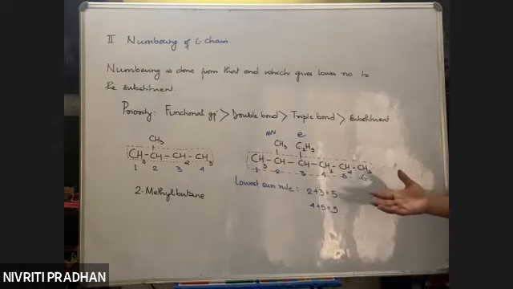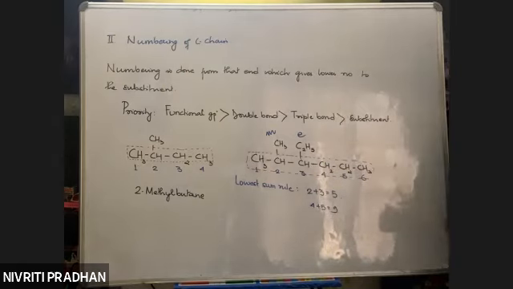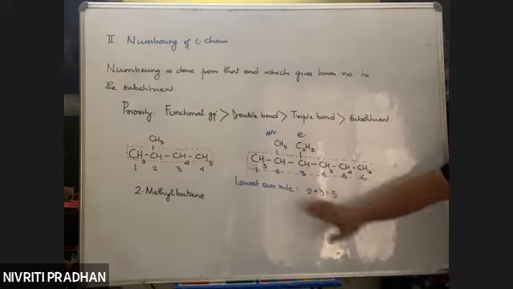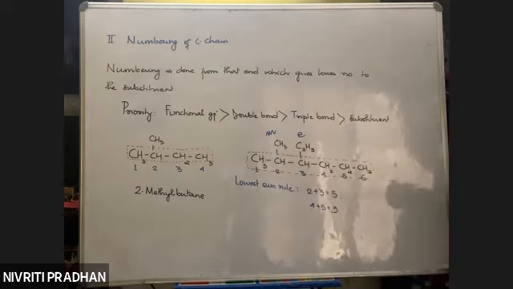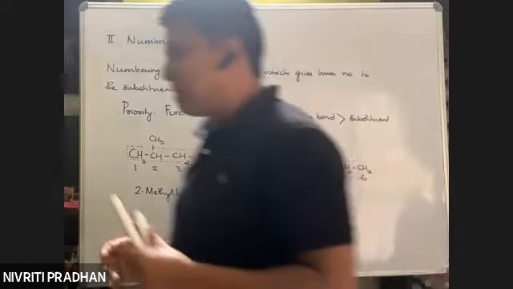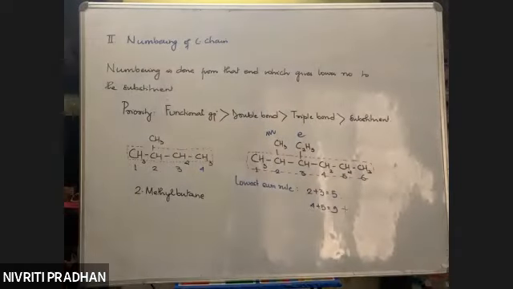So when does the lowest sum come? When we number from the left hand side. So this is the correct way of numbering, not this. Always the lowest sum rule should be followed. If you have any confusion, just follow the lowest sum rule. The one which gives the lowest sum is the correct way of numbering.